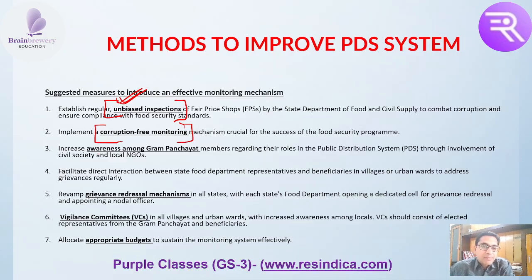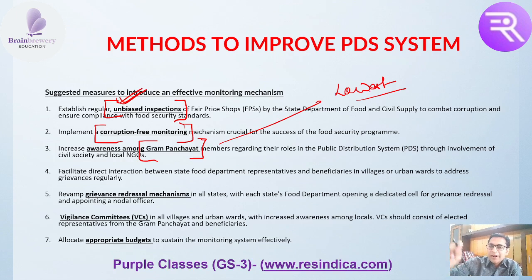Then awareness among the gram panchayat. Gram panchayat is the lower level that has to be taken care of. So the gram panchayat has to find out who is eligible for the PDS system, who should get the PDS, because the gram panchayat knows who are poor and who are below poor. Okay, so this is the role that has to be given to the gram panchayat.